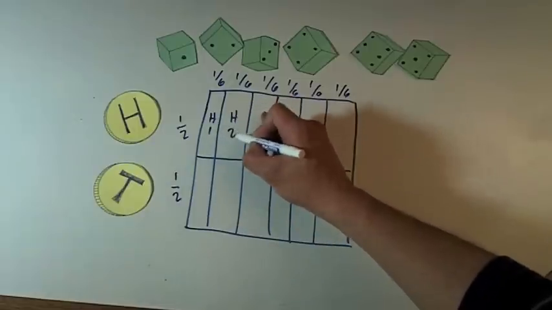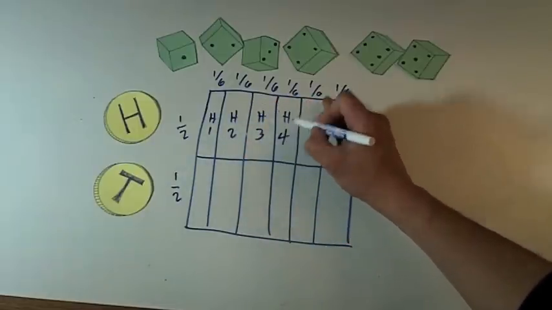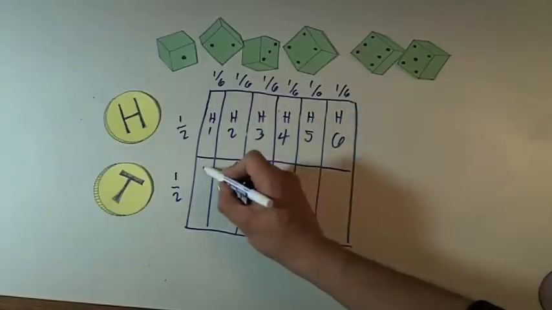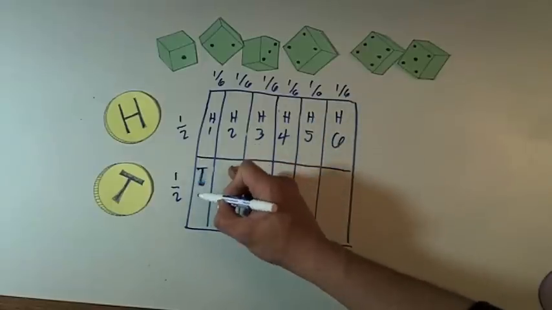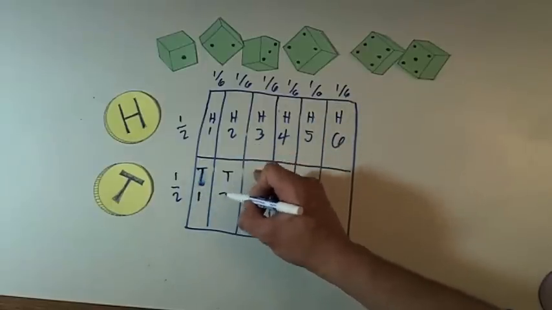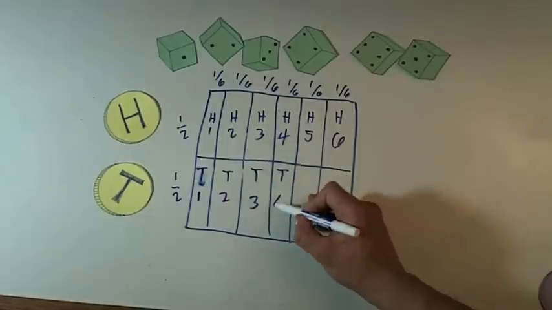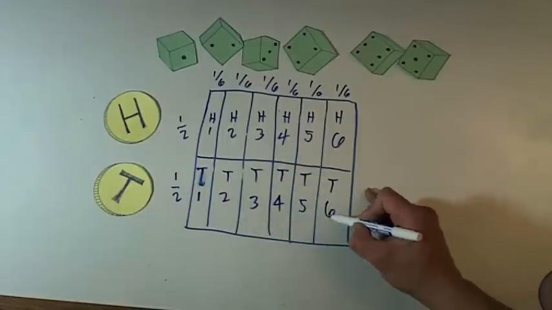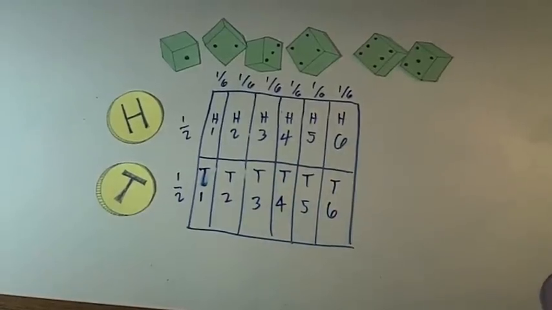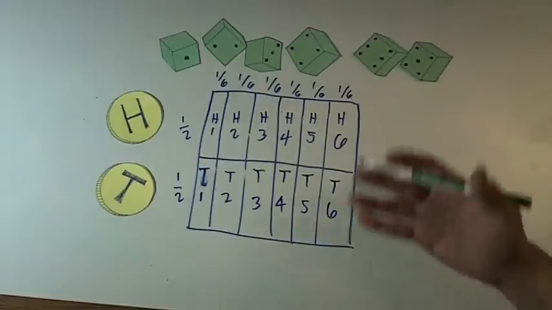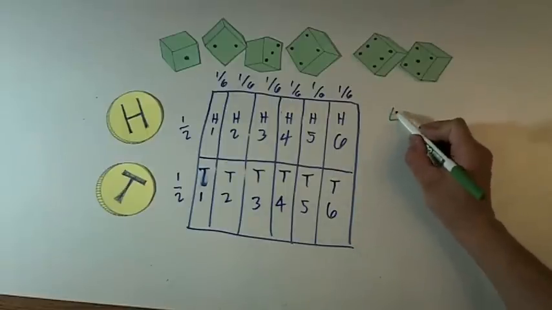So this is going to be heads and 1, heads and 2, heads and 3, heads and 4, heads and 5, heads and 6. And oops, nope, that's a tail. Tails and 1, tails and 2, tails and 3, tails and 4, tails and 5, tails and 6. So those are all the combinations that we have for rolling 1 die and flipping 1 coin.